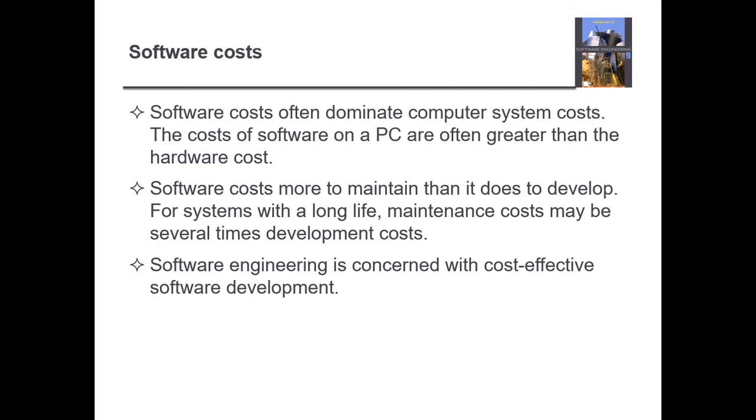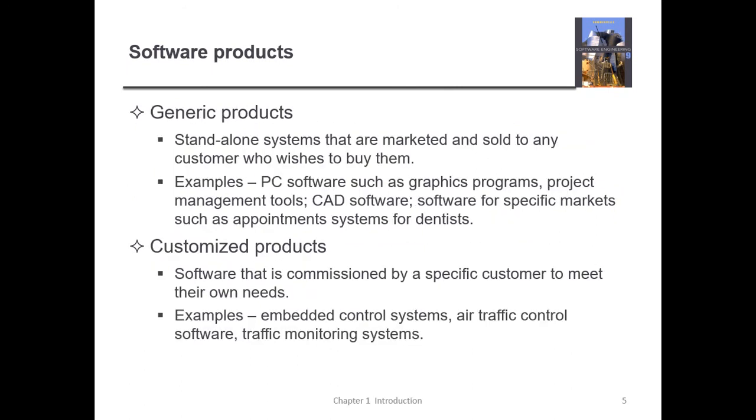So that has resulted to that. But software is cost effective. So in software, we basically have two types of products: the generic and the customized.